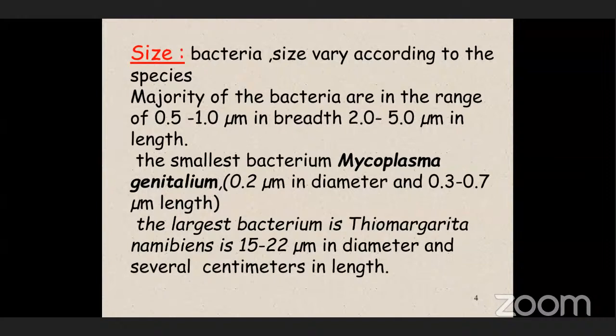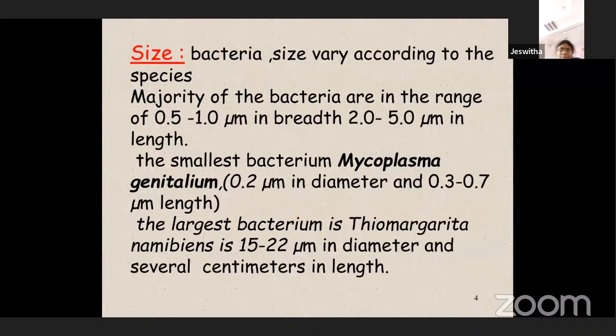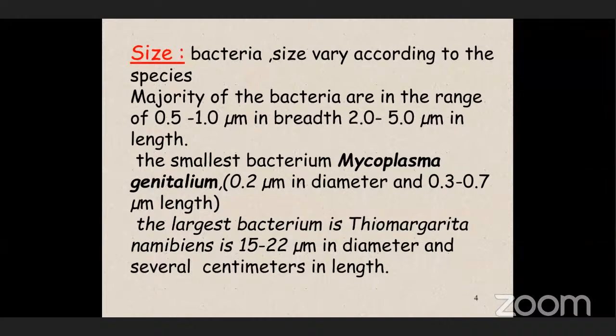E. coli, Escherichia coli, is the most common bacterium and occurs in our intestine. Coming to bacteria according to size and shape: before going to shape, there are many types of bacteria. Generally, bacteria are small microscopic organisms. Right?